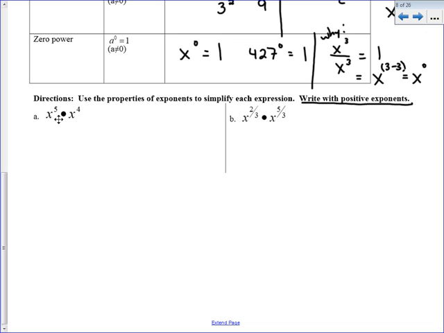So x to the 5th times x to the 4th, product rule. When I multiply like bases, what do I do with their exponents? Add them. This is the one we worked with the most. So if I have x to the 5th times x to the 4th, and we don't have to write this step, I'm doing it just so we recognize what we're doing. We add the exponents, and we get x to the 9th. So this right here is the product rule. And what we did was we added exponents.